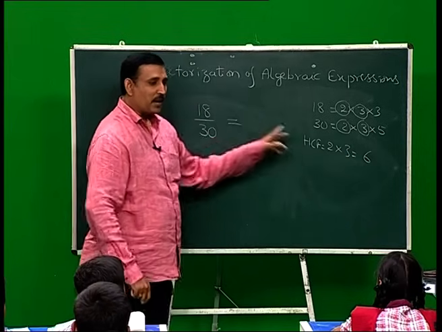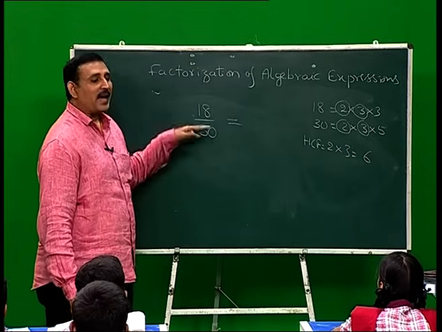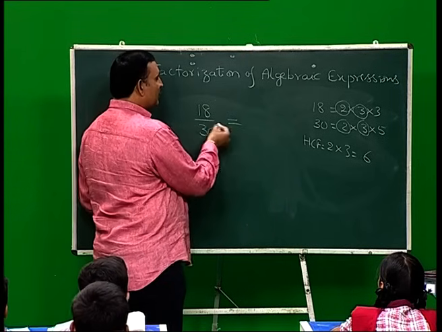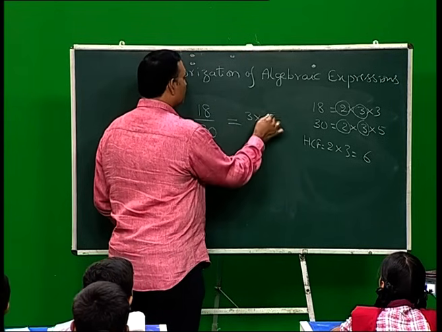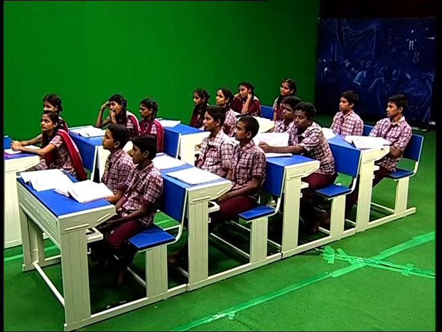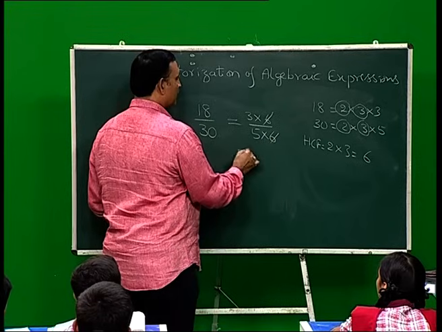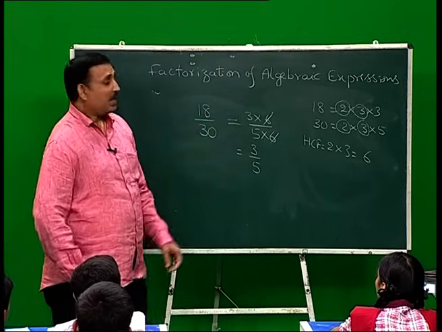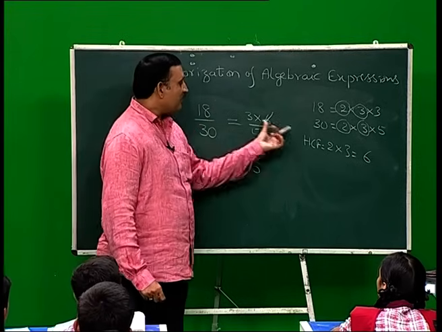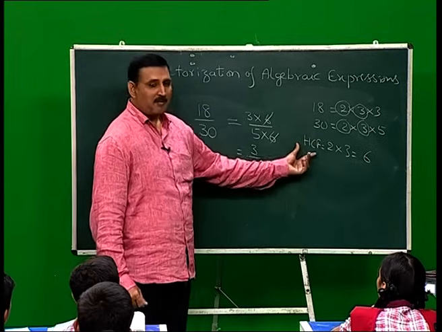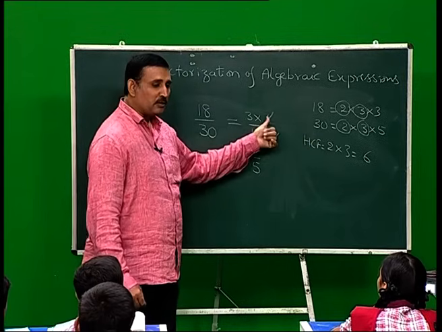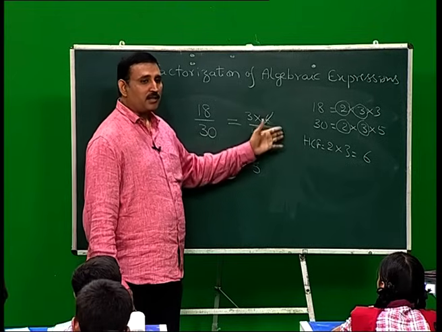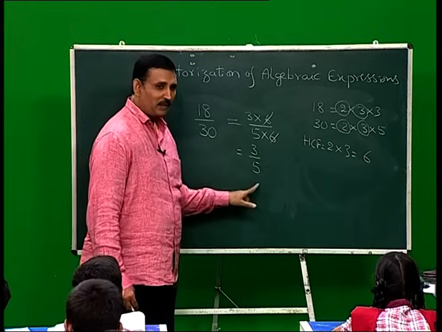So I think now you understood. While cancelling, we are cancelling with the highest common factor. So when you cancel with 6, what do you get? 3 into 6 by 5 into 6. 6 is cancelled. So you get 3 by 5. Okay? So factorization is helpful when you can find the highest common factor. It is easy. We split it into factors, then we cancel the common factors or the highest common factor, and then we get the simplest form.